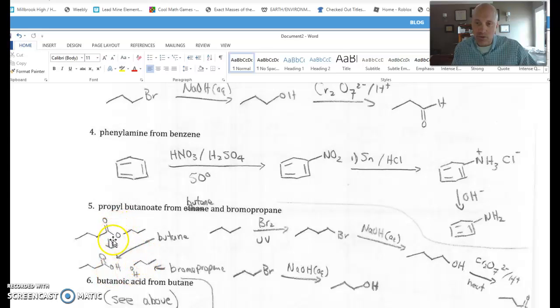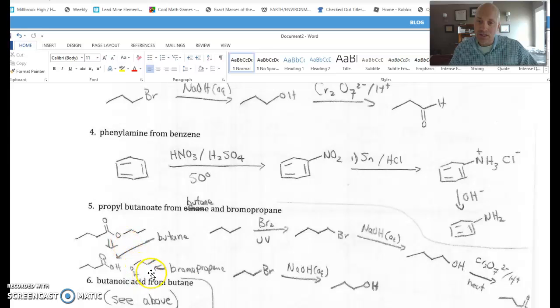The alcohol that would be used would be this alcohol right here. That would be just propanol, 1-propanol. And that could be derived from bromopropane, and bromopropane is actually the starting material here.